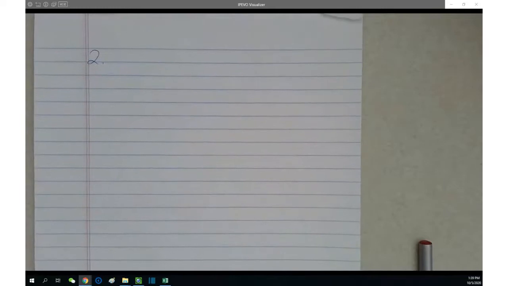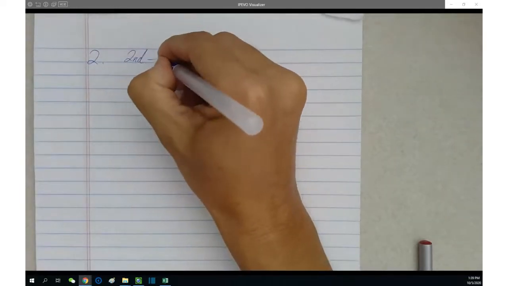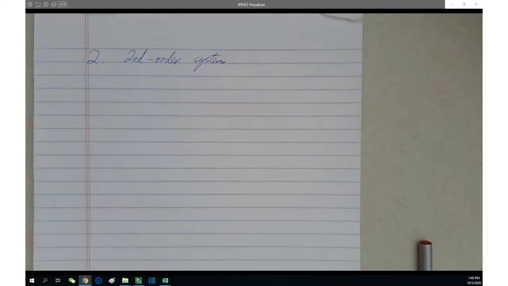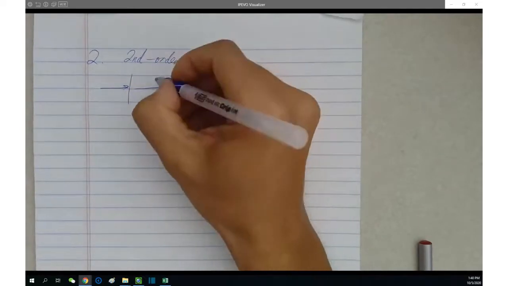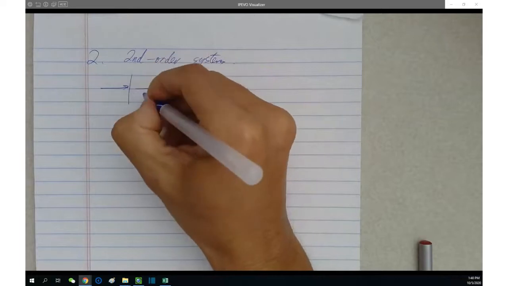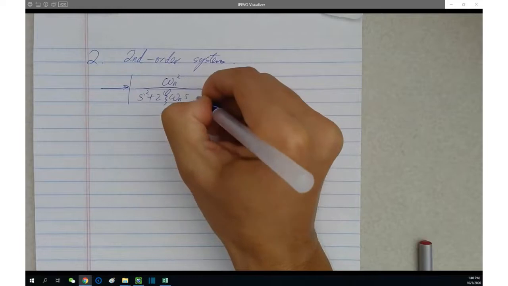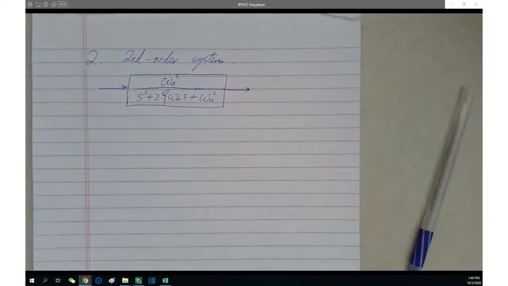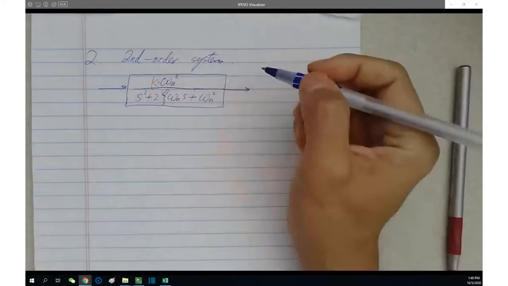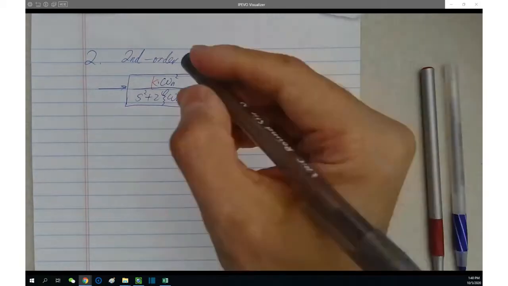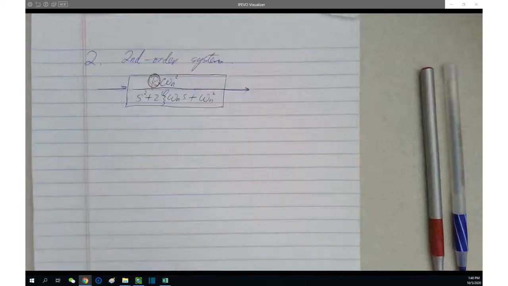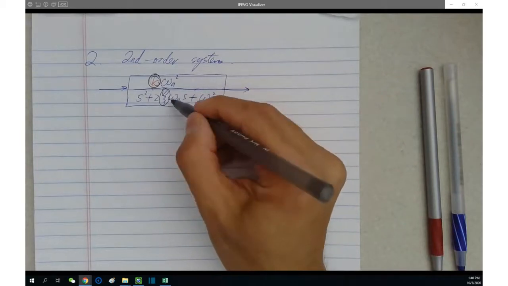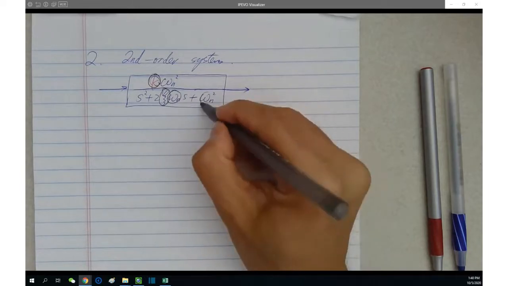Number one was the first order system, and number two is the second order system. Let's learn the second order system. The generic transfer function looks like this. What we are seeing here are, first of all, a constant gain K, the Greek letter epsilon, and omega n. All of these are constants.